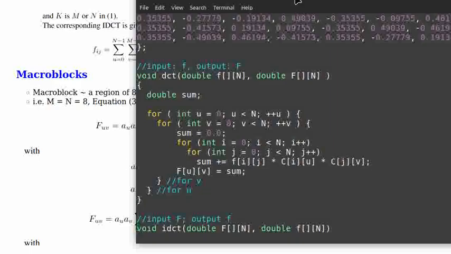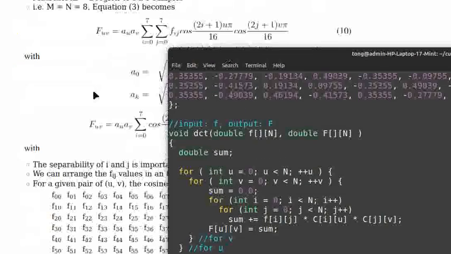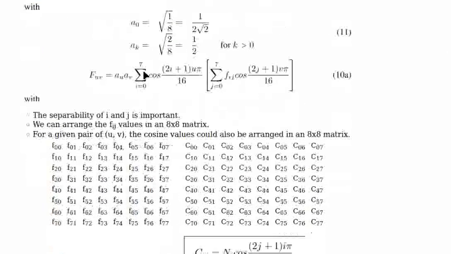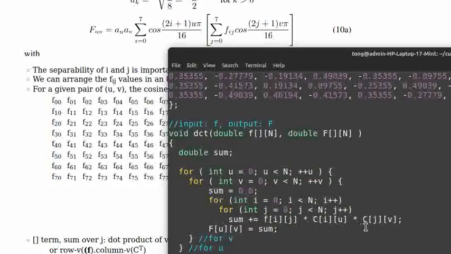So it corresponds to this term, and then times this term. The AV have been absorbed in the C coefficients. And after this sum we get one FUV. So we do this for all the samples, I mean all the regions, all the pixels.